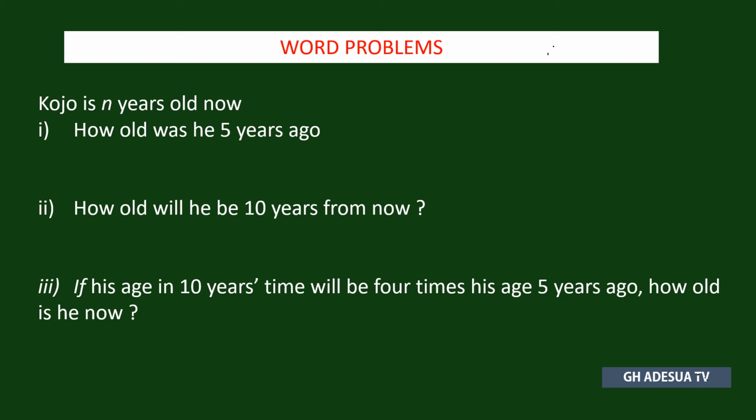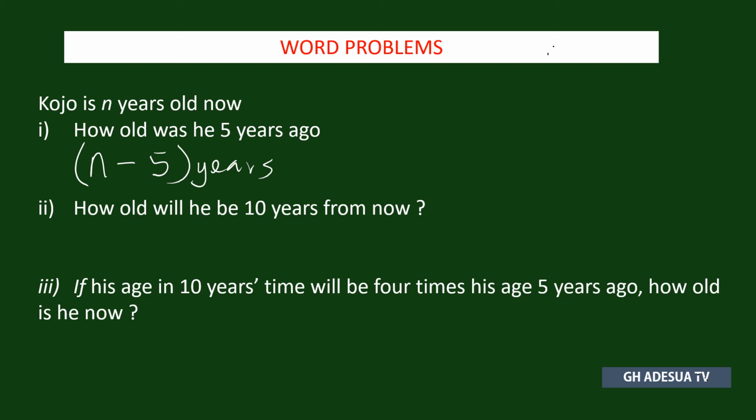In the same way, his current age is n. So you subtract 5 from it, and that would be his age. So how old was he 5 years ago? It is n minus 5 years.